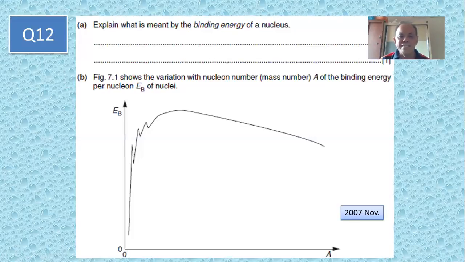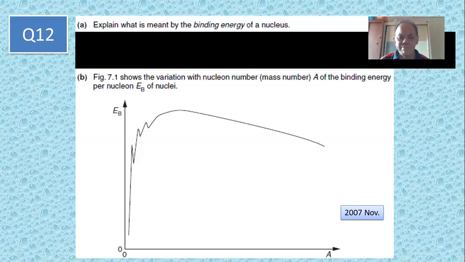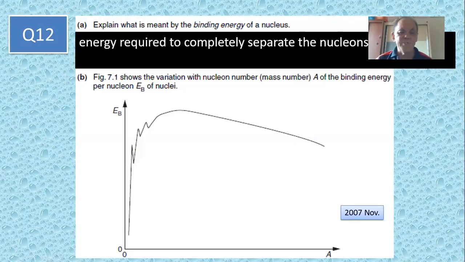Explain what is meant by binding energy. That is memory work, the easy mark to gain, they were very kind to you. They wanted to see whether you can memorize. You get this point if you can memorize: energy required to completely separate the nucleons in the nucleus.